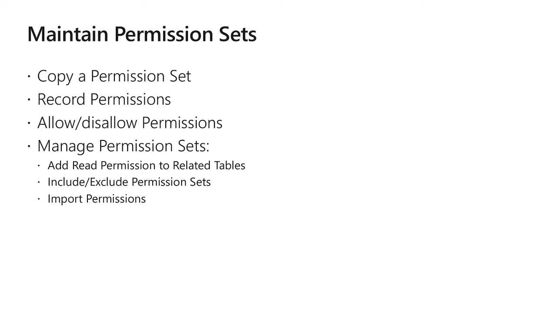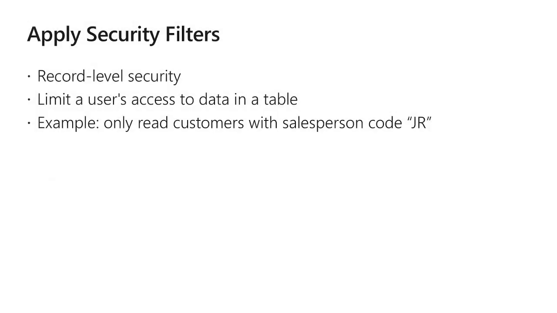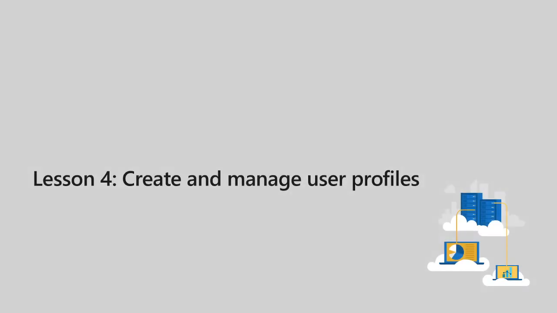So copy a permission set, record permissions, allow, disallow permission, manage permission set, add read permission to related table, and include, import permissions. Apply security filters that we have seen. Record level security, that only these records. For example, only read customers with salesperson code JR. In that case, this user will be able to access only the customers for which the salesperson code is JR. Create and manage user profiles.